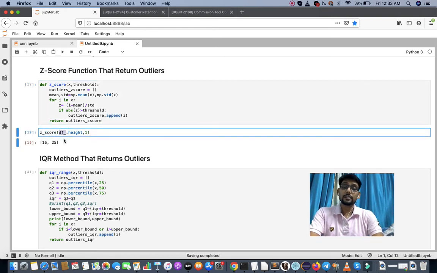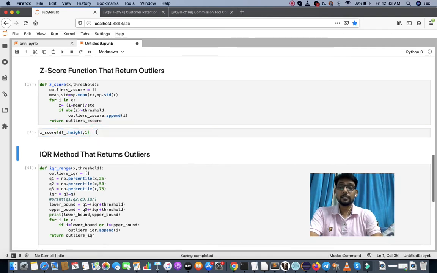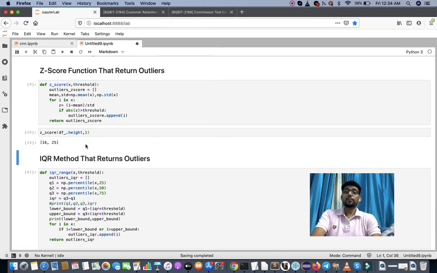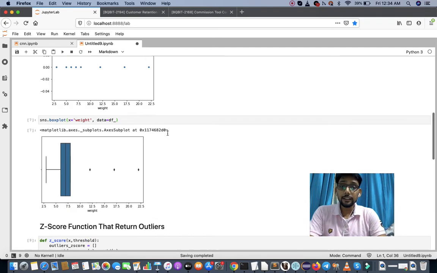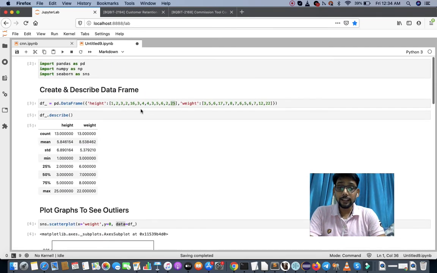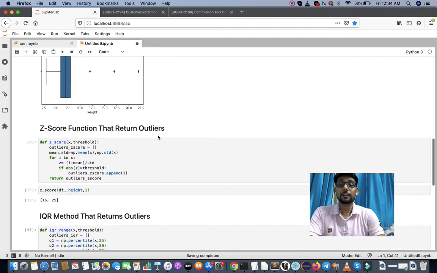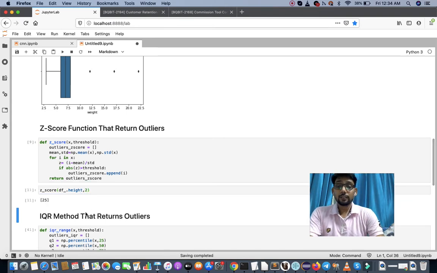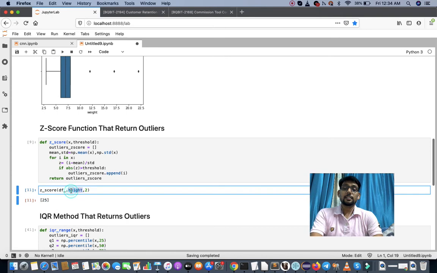We have the data set df_, and in it I'm going to pass df_.height, so this will be stored in x, and threshold as 1, right? Let's see. Okay, I didn't compile this. 16 and 25. So the z-score eliminated two values and says that 16 and 25 both are outliers at one standard deviation. If I put two standard deviations here, I can see only 25. Let's see about the weight.